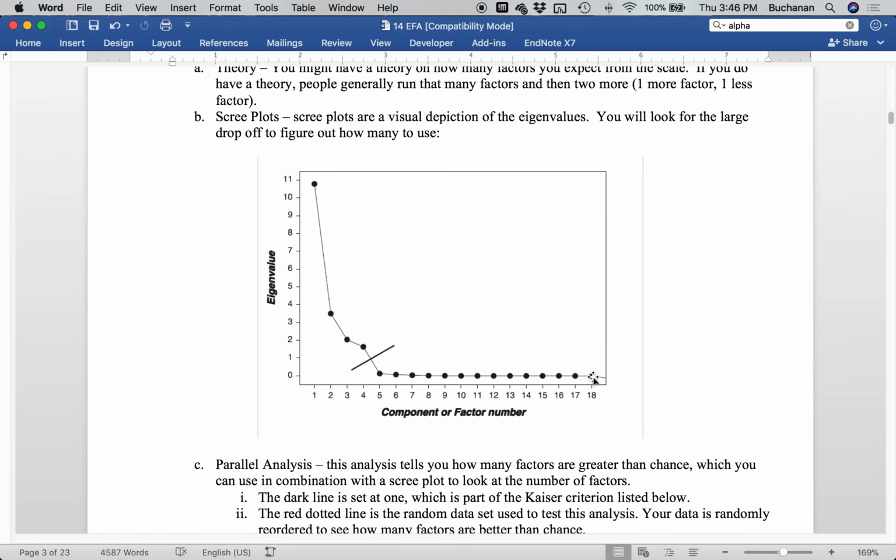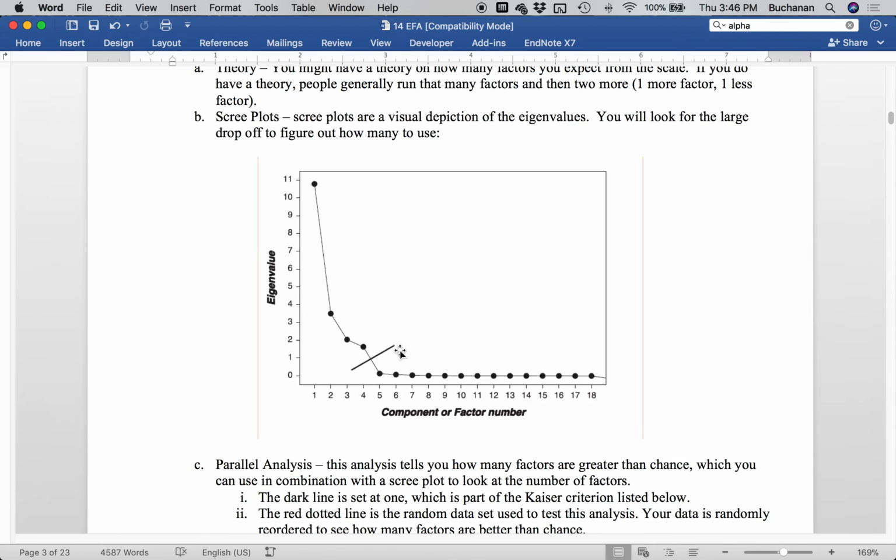So given this eigenvalue chart, which is a representation of eigenvalues, and here are the 18 components in this example, we want to look for the point at which essentially all of the dots start to line up in a little row. Sometimes this is called the point of inflection, where the dots stop having big drops and start leveling out. So there would be 4 factors, so 4 dots above the point of inflection.